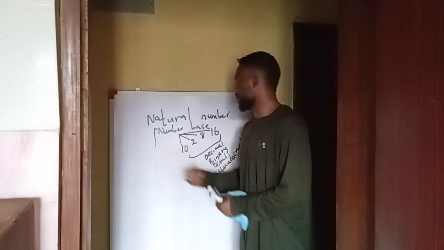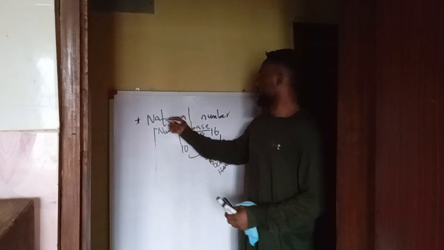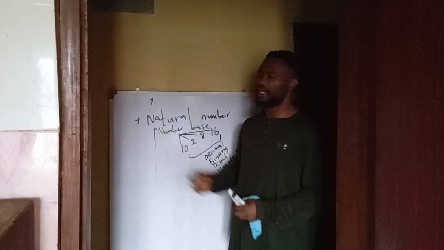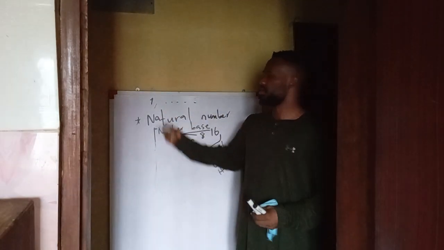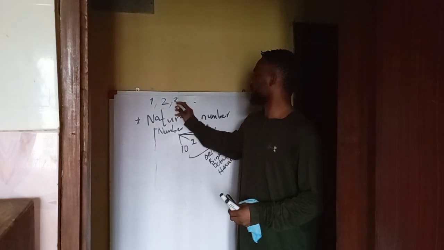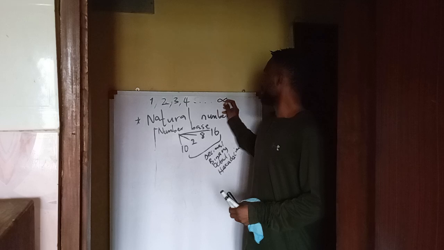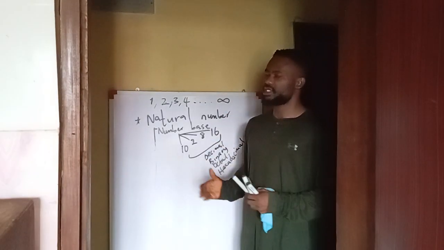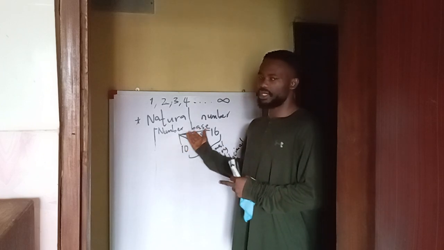Natural numbers are the set of numbers from 1. They have a beginning, they start from 1 and run to infinity. So I can have 2, I can have 3, I can have 4, to positive infinity. Which means that negative numbers are not natural numbers. So natural numbers are the counting numbers.